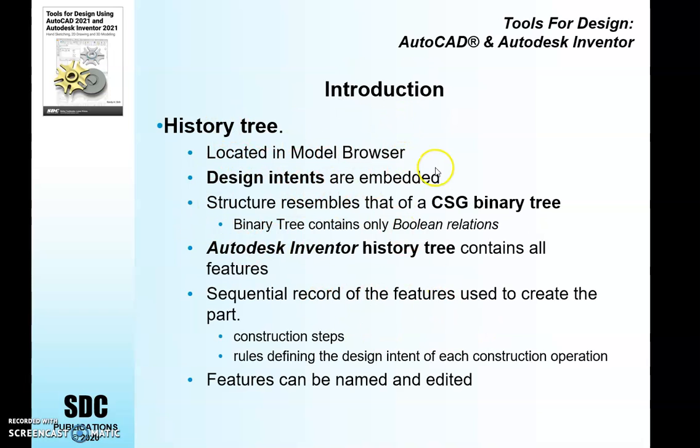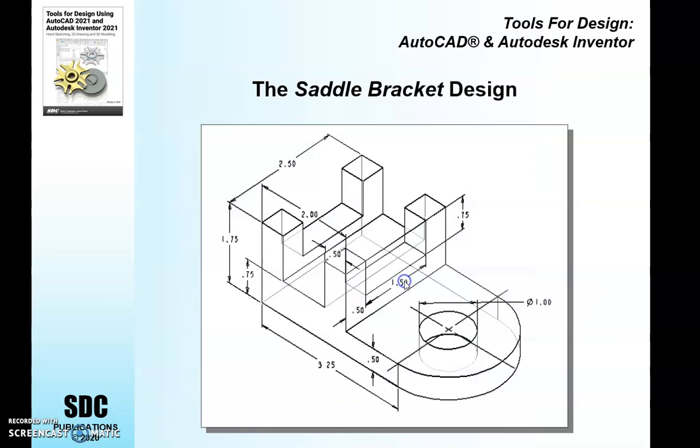He likes to think of what's in the model browser as a history tree, where he keeps track of the order that you do things in, so it's a binary tree. It shows your Boolean relations. It also lets you name the parts, so you can put some information about what each feature on the part is. And then you can use it to edit.